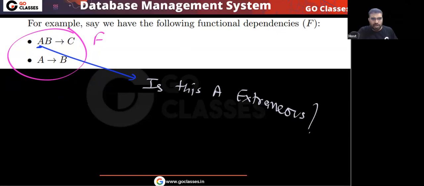What you will do? Just apply the intuition. You want to check, is this A extra or not? So you will make sure that can B determine C.